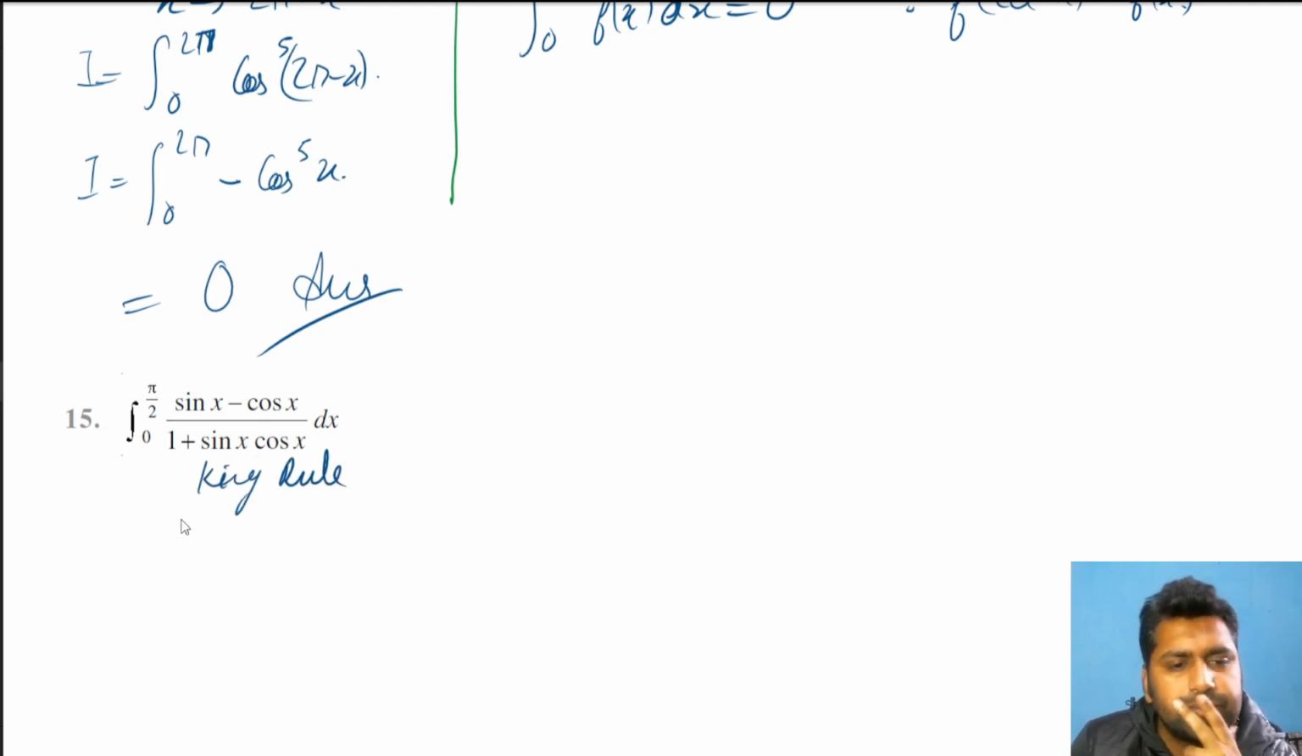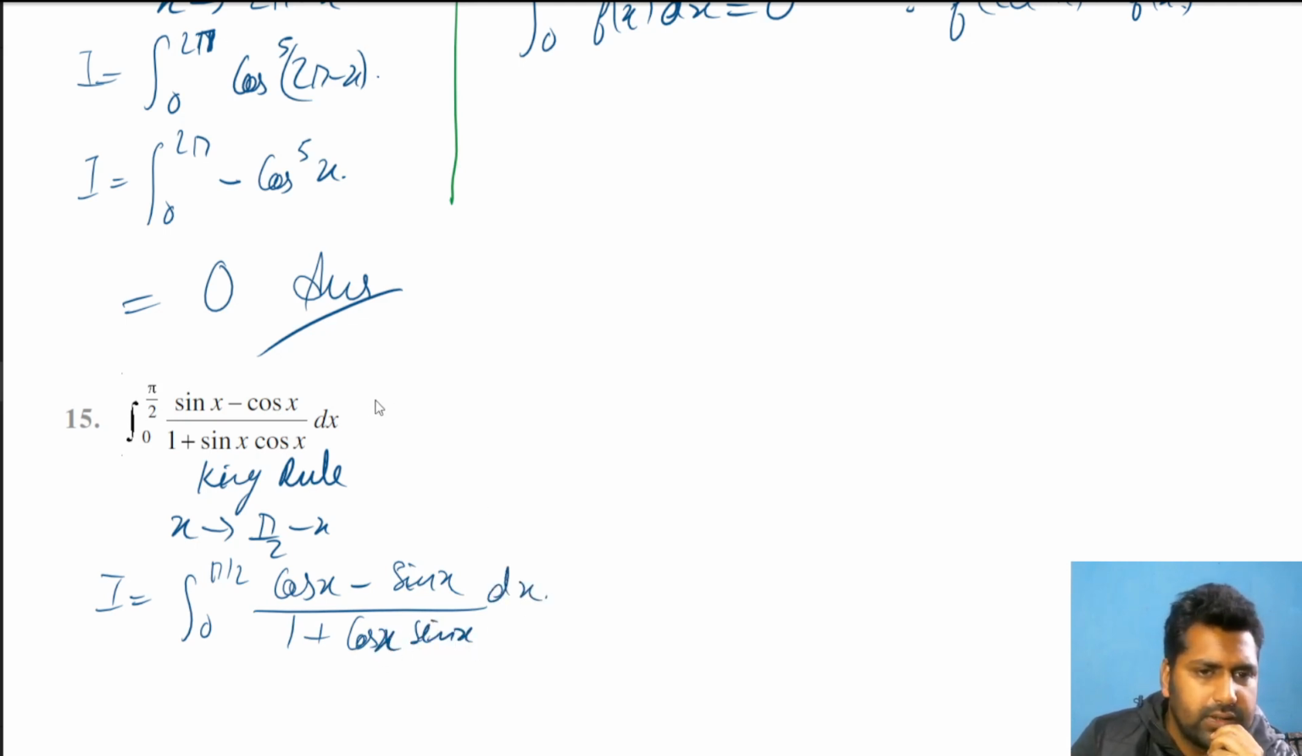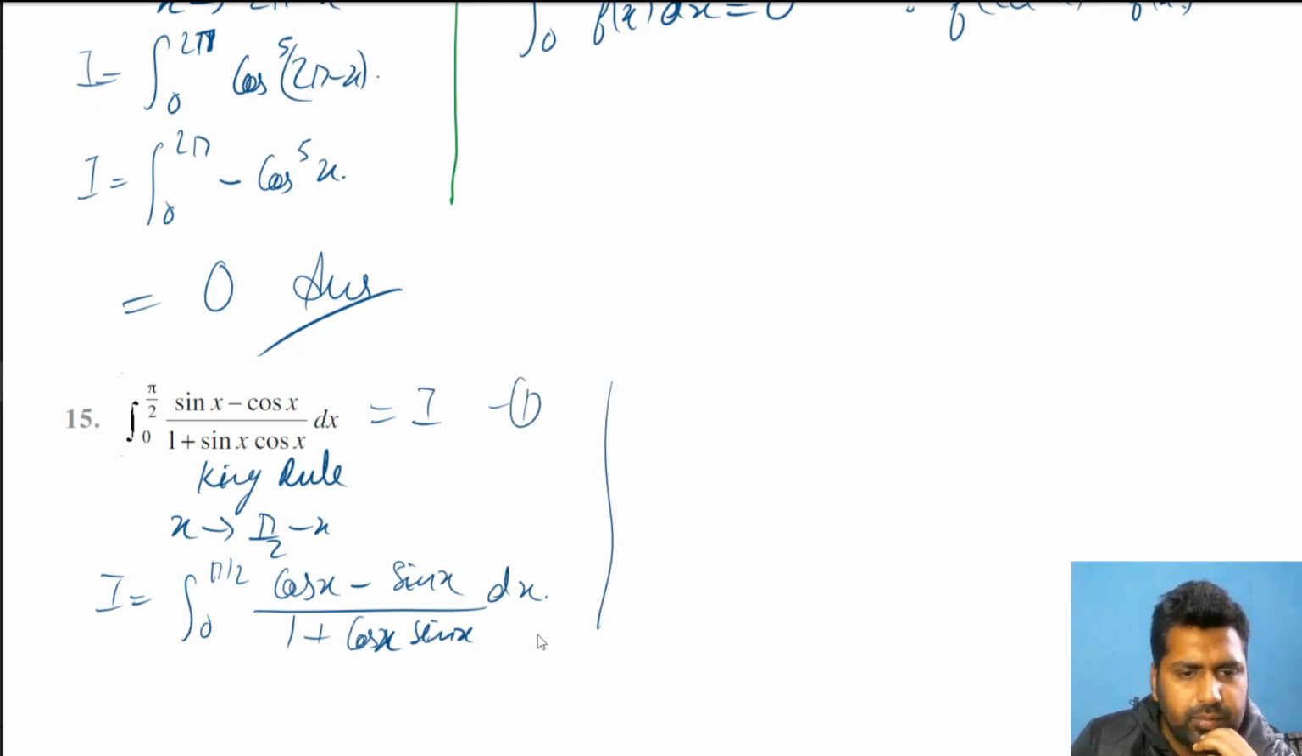Again, replace x with pi by 2 minus x in the limit. So your new integration becomes integration 0 to pi by 2. Sin pi by 2 minus x is cos x. Cos pi by 2 minus x is sin x, upon 1 plus sine will become cos, cos will become sine, dx. This is our I, this is also I. Okay, 1, 2. Denominators are same, na? Add them.